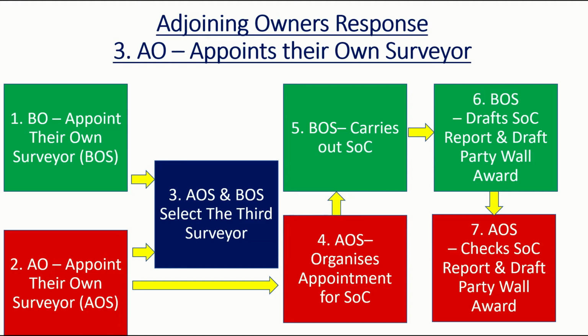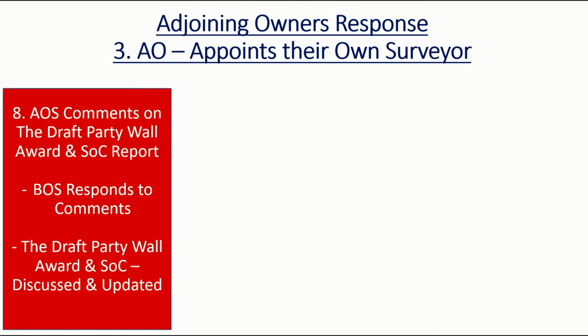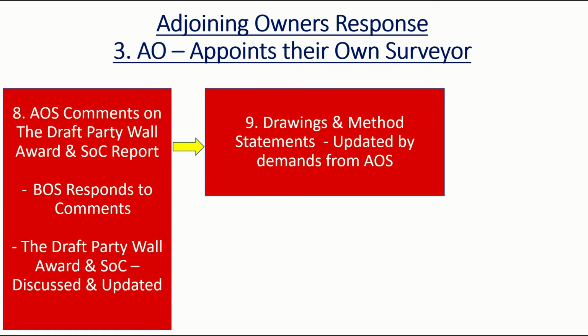The adjoining owner surveyor will comment upon the documents, the party wall award and the schedule of condition report. The building owner surveyor responds to those comments, and this can go back and forth for some time. It's not uncommon for the adjoining owner surveyor to request amendments to the drawings, method statements and various other documentation, which the building owner surveyor requests and passes on.